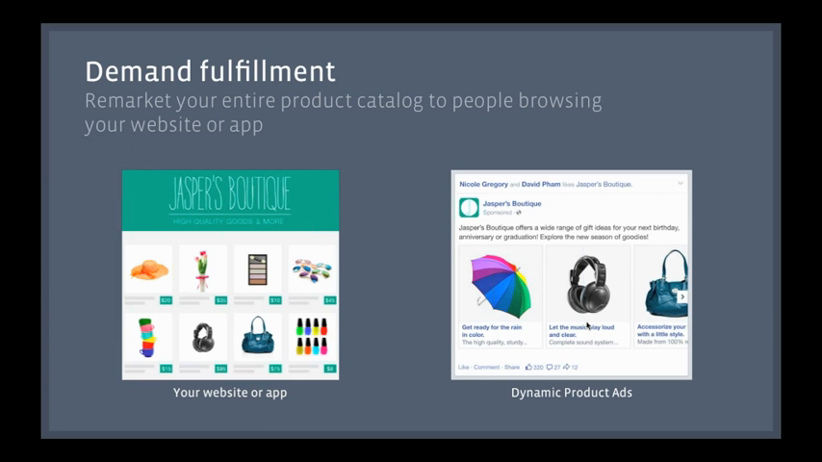So if someone has been looking at umbrellas, headphones, and handbags, which is a little bit of a random assortment of things, you're able to show them exactly those products that they're interested in without having to do a lot of manual work. In the past, we've asked advertisers to segment out URLs and to find keywords and create lots and lots of different creative variations in order to do this dynamic retargeting. This just makes it much simpler to do that demand fulfillment and ensure that people are seeing the products that they're interested in.